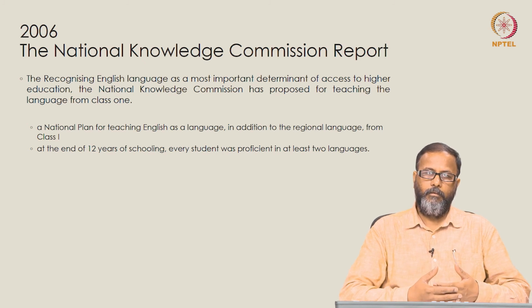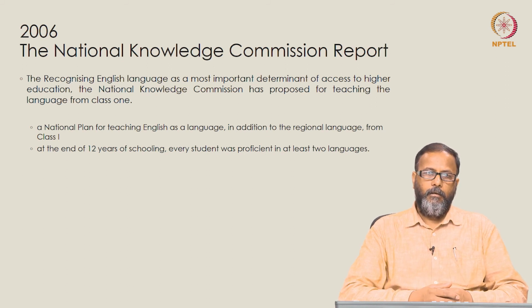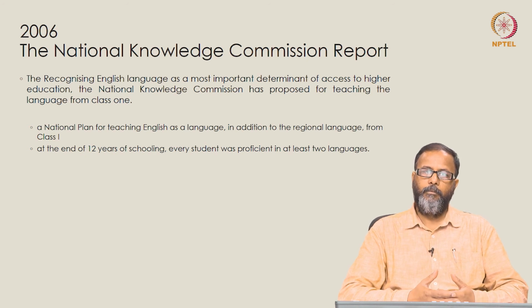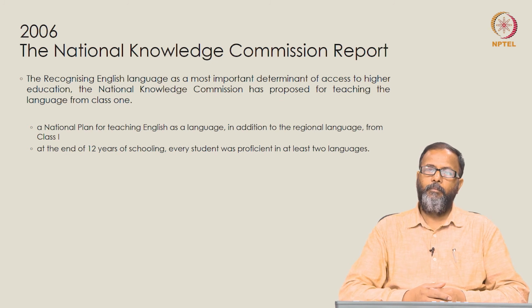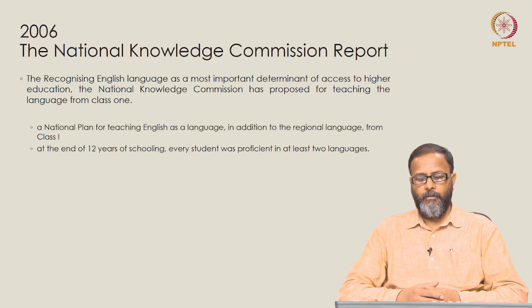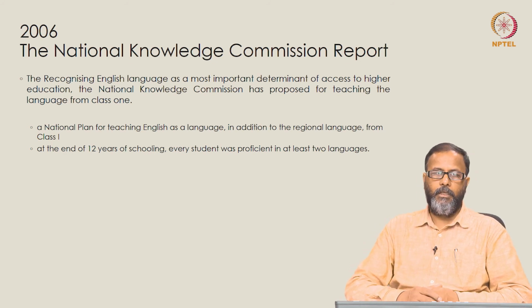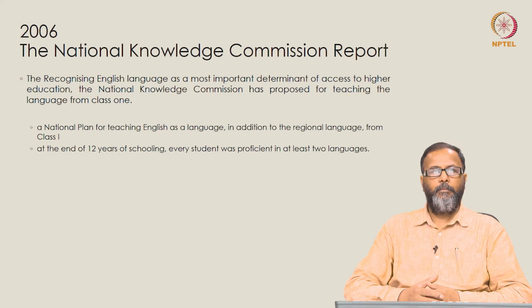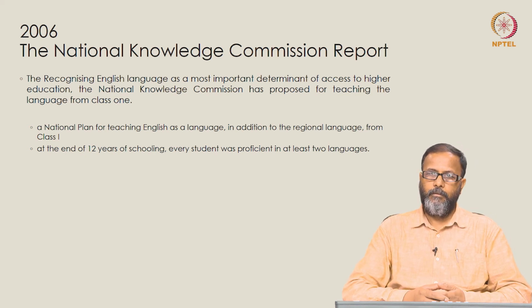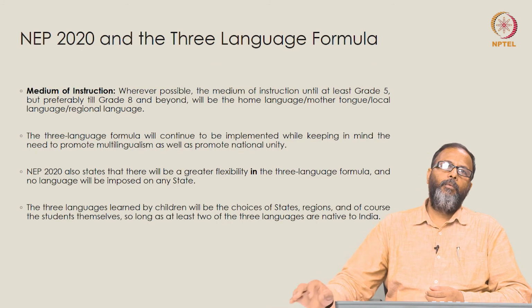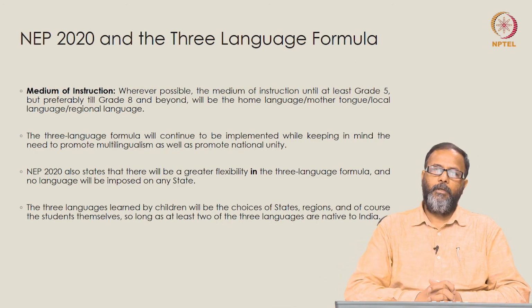These are the main recommendations pertaining to language, and it was believed that at the end of 12 years of schooling, by the time you finish your school and get into undergraduate mode, every student will be proficient in at least two languages, one home language or regional language, the other English. And I'm talking about 2006. As we are talking, now we have National Education Policy 2020.